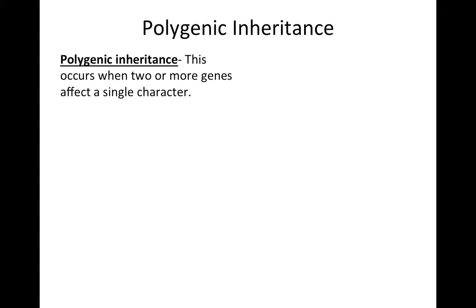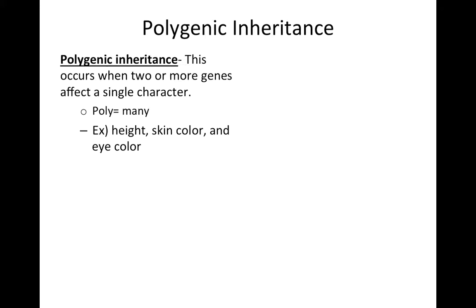We're going to skip that one. Okay, polygenic inheritance. So polygenic inheritance is when two or more genes affect a single characteristic. Poly, many. But so for example, height, skin color, and eye color.